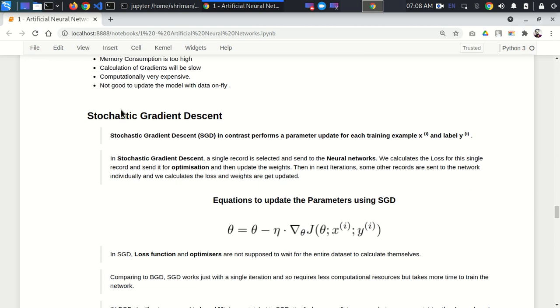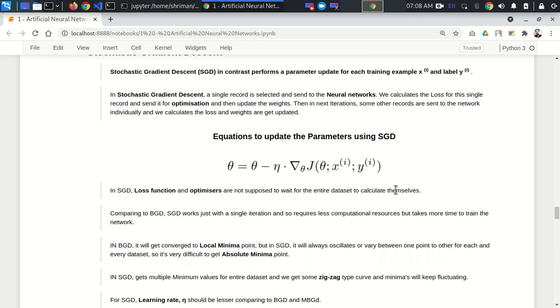Now if I talk about SGD, in SGD we are just going to pass a single record each time. So here J(theta) will be fine, everything will be the same. So theta new will be theta old minus the learning rate into the derivative of J. So J not of a single theta, but here x and y will be going through each and every iteration, where i is the iteration.